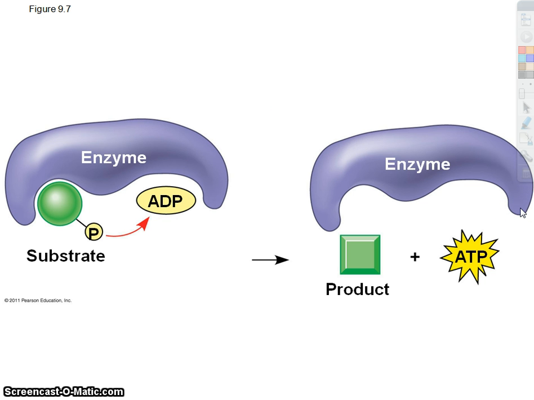Here's what it looks like. Enzyme, substrate, phosphate, stuck on to make ATP. Substrate level phosphorylation. It's making ATP directly from a substrate, 1 ATP at a time.